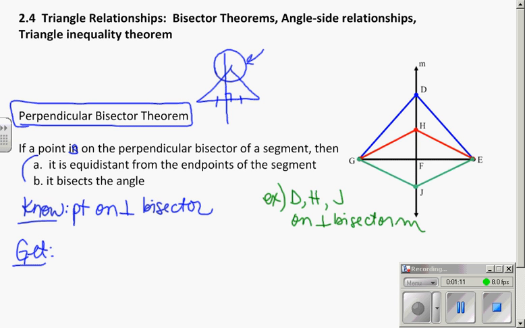We get that it's equidistant from the endpoints. So that means that DG and DE are equal. It means that GH and HE are equal. And it means that JG and JE are equal. And we get that it bisects the angle. So we know that every one of these vertex angles gets bisected. So that one theorem gives us a lot of power.